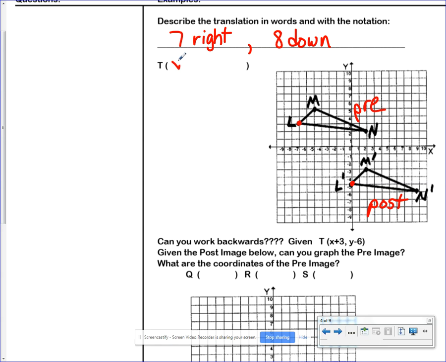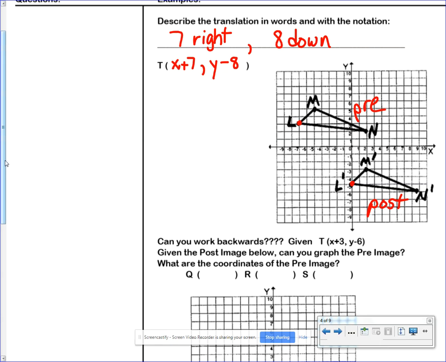Algebraically, it would look like this. My x coordinates are going to increase by 7. I add 7 to each. My y values will decrease or go down by a value of 8. Done.